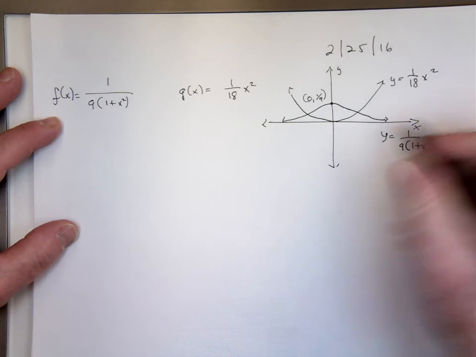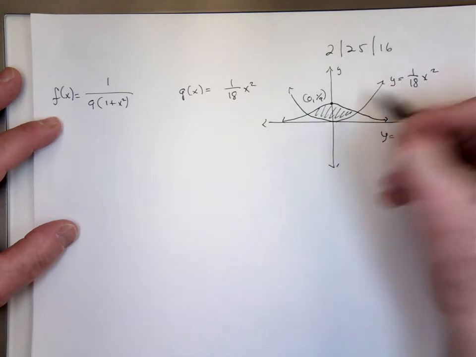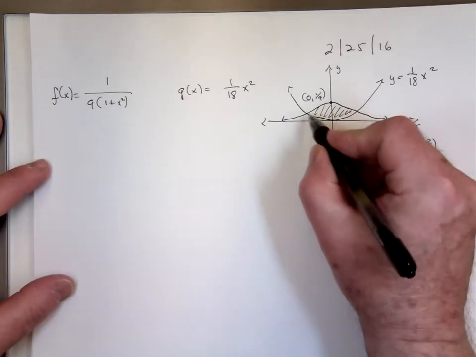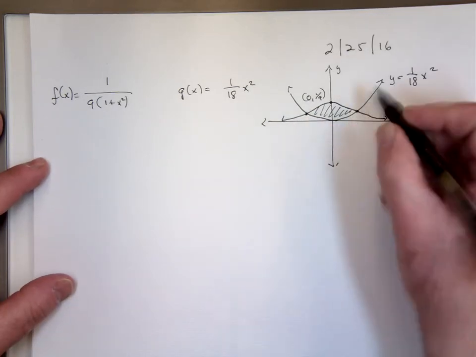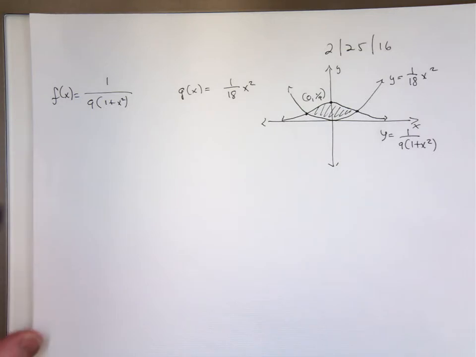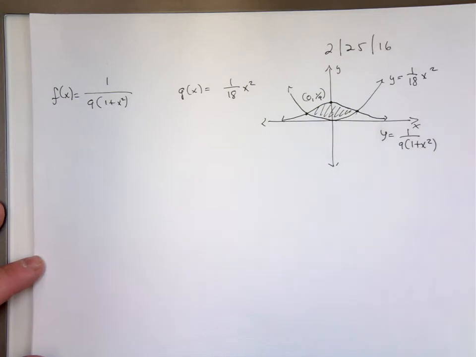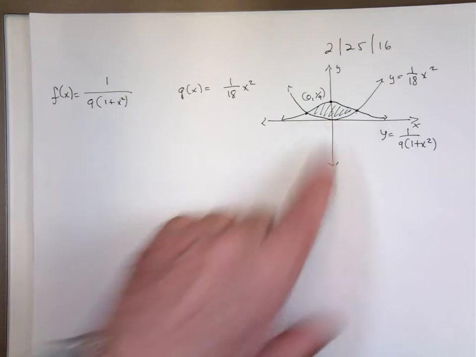All right, to find the area bounded by the two, we're going to have to find out where these two functions intersect. Now, both have symmetry with respect to the y-axis. Therefore, the area bounded by the two will have the same symmetry. I'm going to take advantage of that symmetry and find the area from 0 to whatever that point of intersection is. Okay? And then we'll double it.